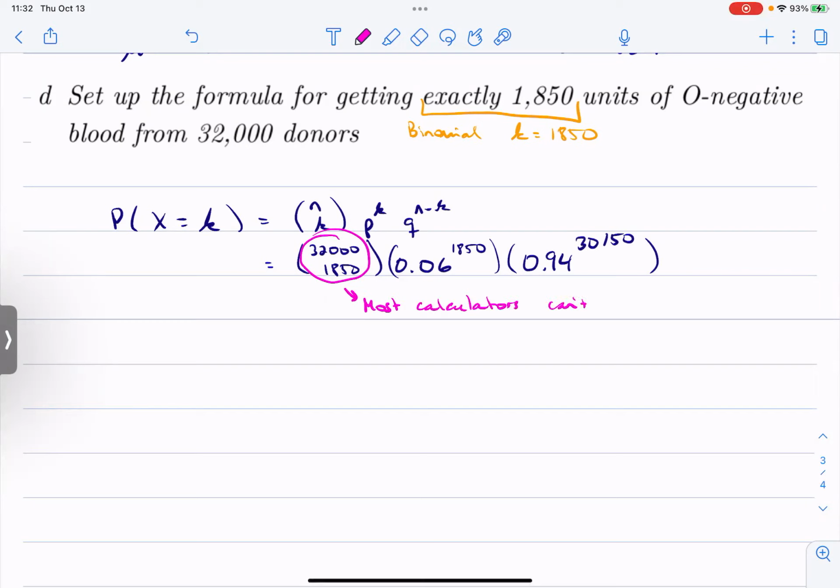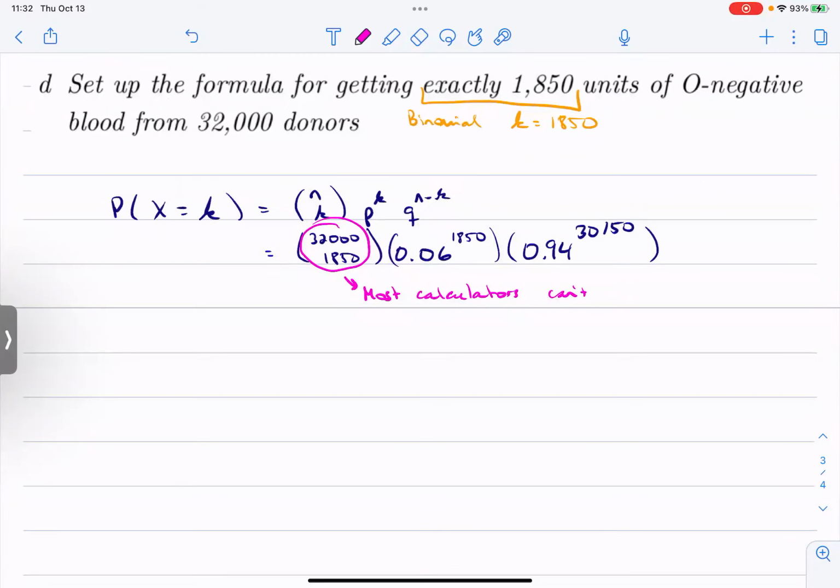Good question. I'll have to try it because you could use the P binom. I don't know, I haven't tried. But most calculators can't handle this. I don't think you can handle this, because it's too large. Right?